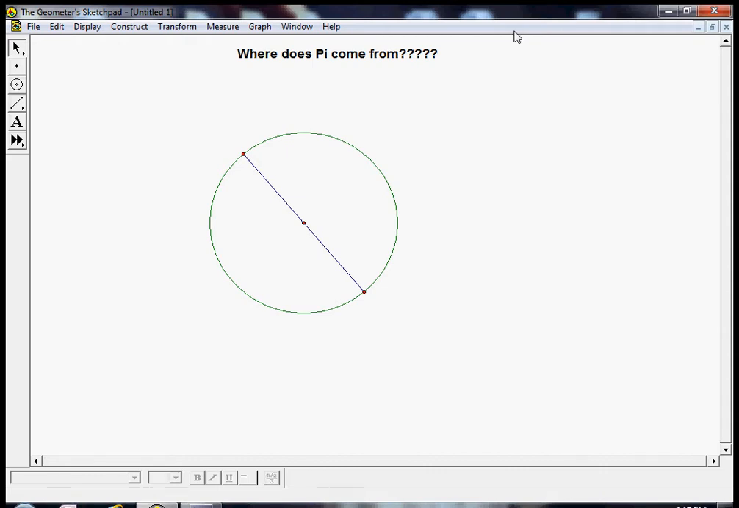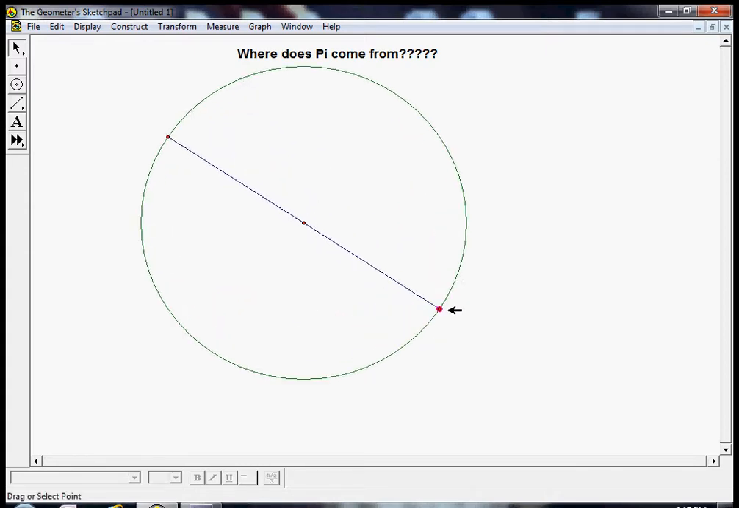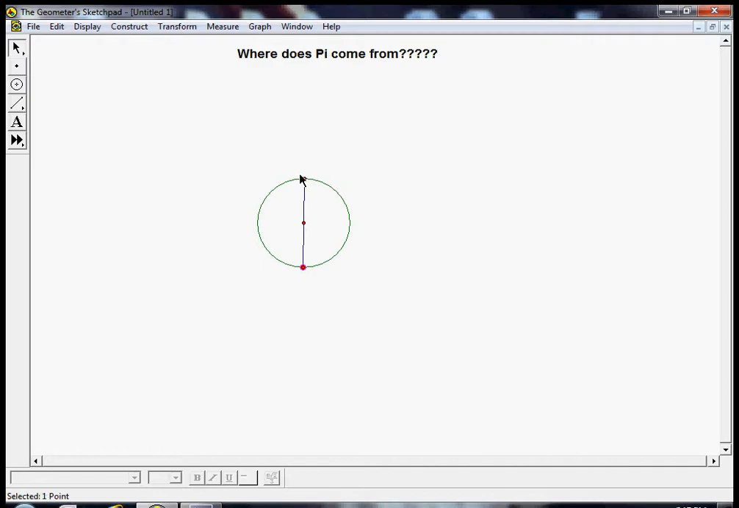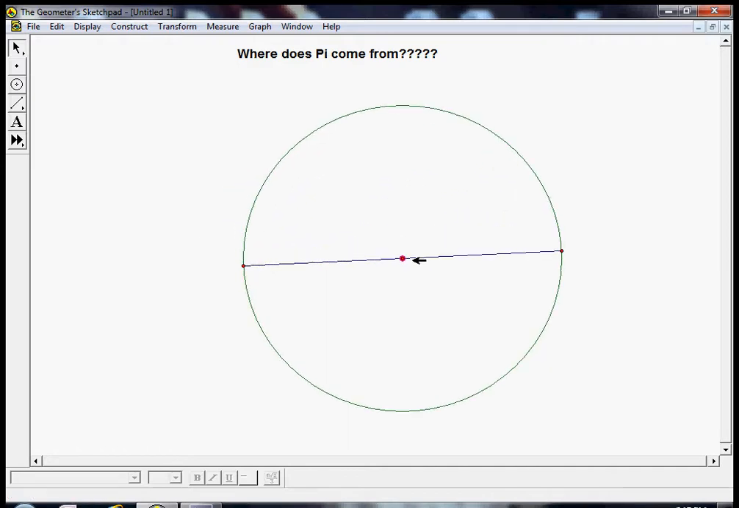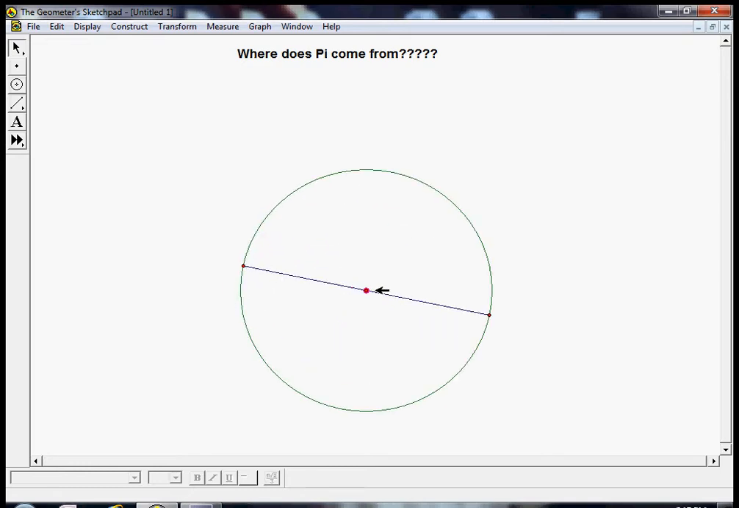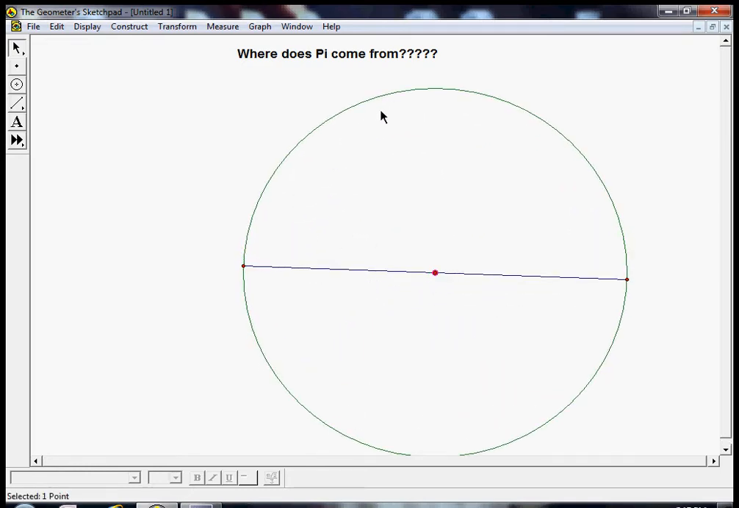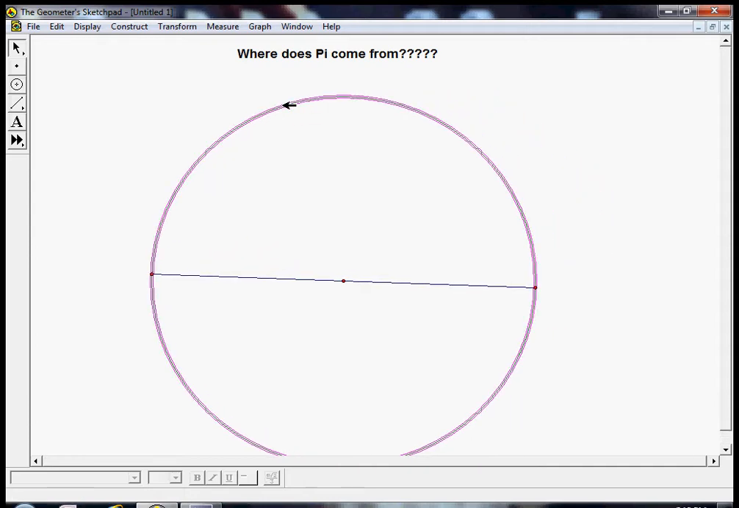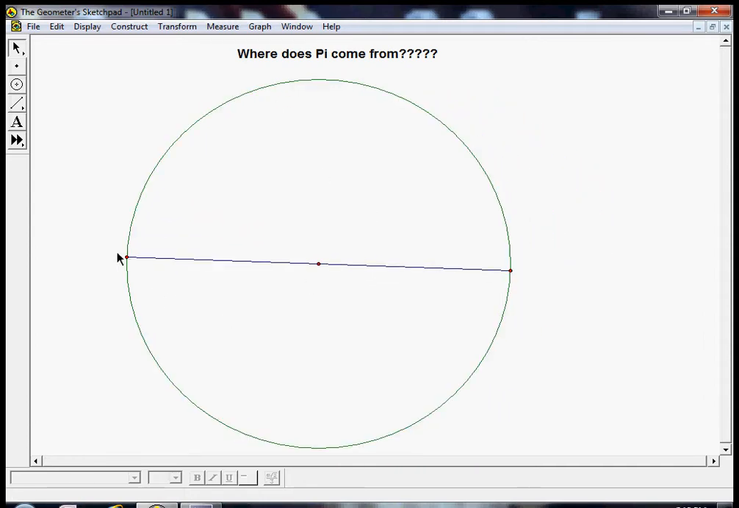This video answers the question, where does pi come from? I'm using a program called Geometer Sketchpad, and I've already constructed a circle with its diameter, and as you can see they're connected to one another, so I can move the circle around, I can make the circle get bigger or smaller, but the line segment that's drawn across the circle stays. The diameter goes from one side of the circle through the center to the other side of the circle.